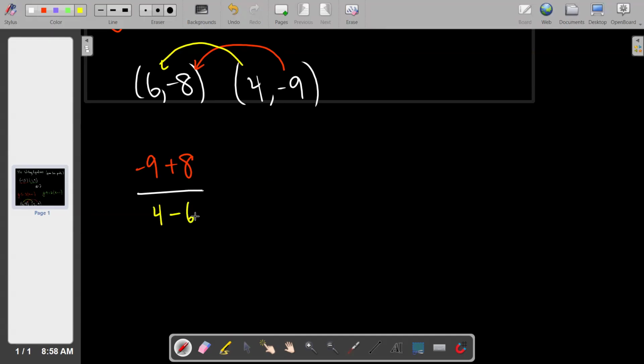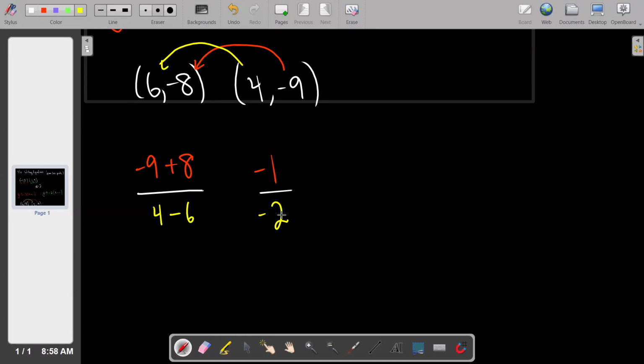Good. And there's always the math. Can't escape the math. What's -9 plus 8? -1. And on the bottom, don't jump ahead of me, please. On the bottom, what's 4 minus 6? Good. -2.